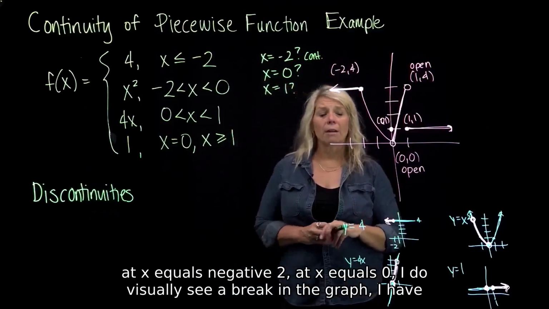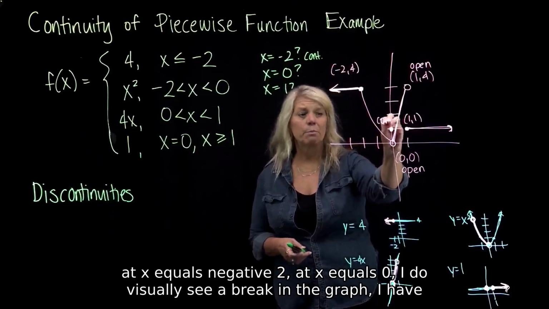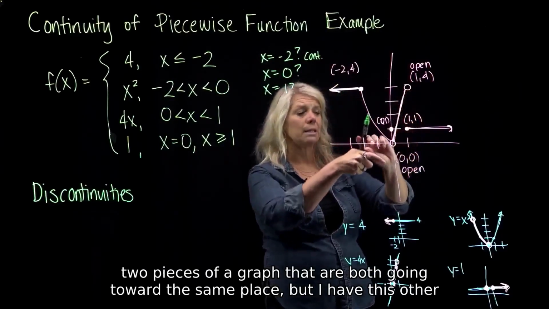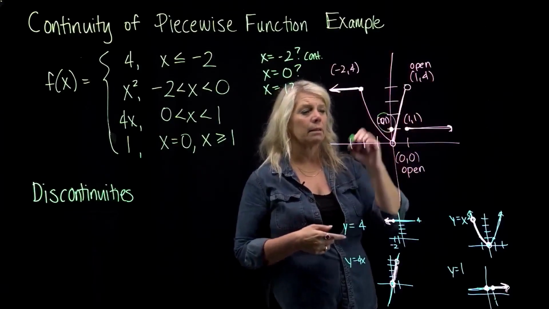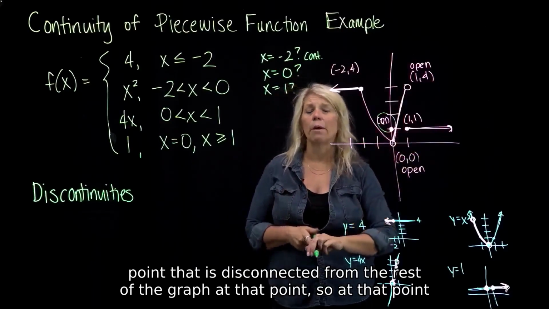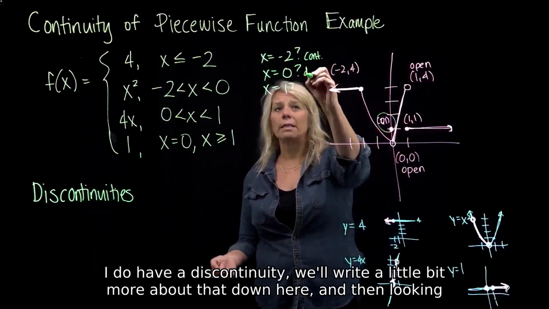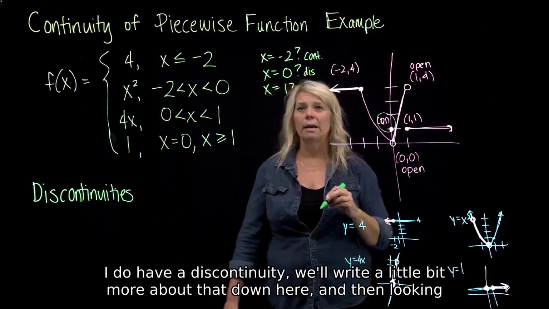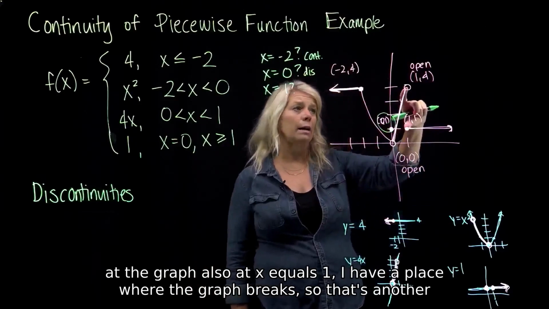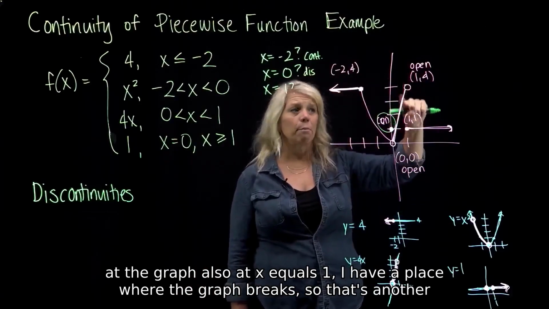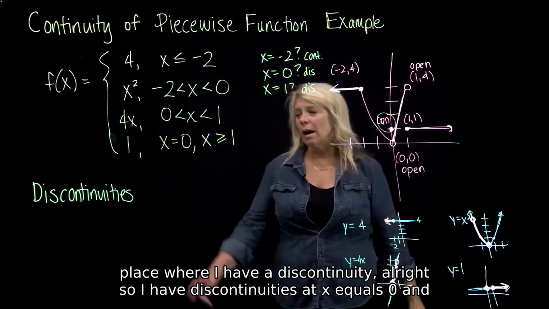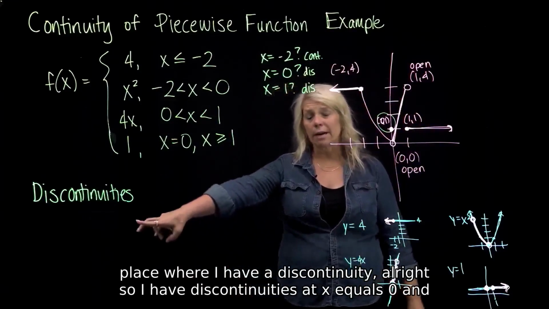At x equals 0, I do visually see a break in the graph. I have two pieces of a graph that are both going toward the same place, but I have this other point that is disconnected from the rest of the graph at that point. So at that point, I do have a discontinuity. We'll write a little bit more about that down here. And then looking at the graph, also at x equals 1, I have a place where the graph breaks. So that's another place where I have a discontinuity. All right, so I have discontinuities at x equals 0 and x equals 1.